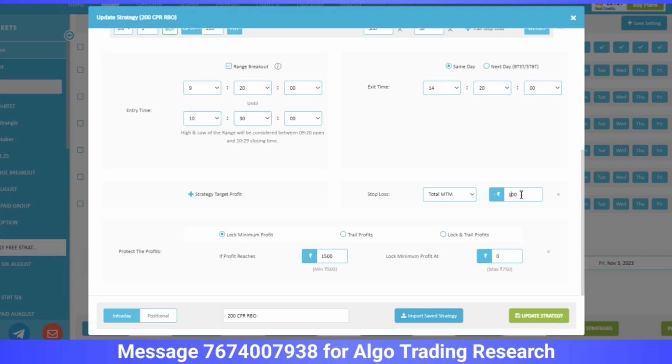But generally, we do not have to go with that. 1000 to 1200 rupees is the maximum stop loss that you should be looking to keep in case of per lot option buying strategies here.